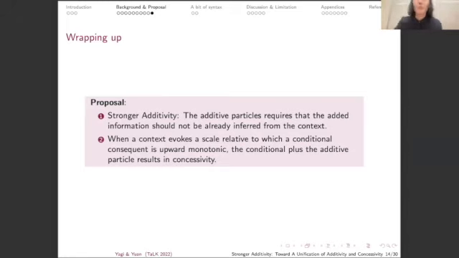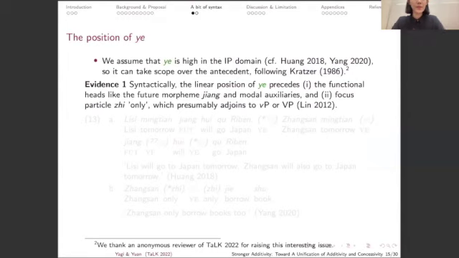Hello, everyone. I'm Xuetong. So I'm going to take over the rest of the talk. Before we get into the discussion and limitation part, let us first add a note on the Mandarin data here, because we got this from one of our reviewers, thanks to our reviewers. Unlike Japanese mo, Mandarin ye is not attached to the conditional antecedent, but it is in the consequent. So here, in order for the particle to take scope over the antecedent, we take the assumption that ye is high in the IP domain, and we would like to provide two pieces of evidence for this.